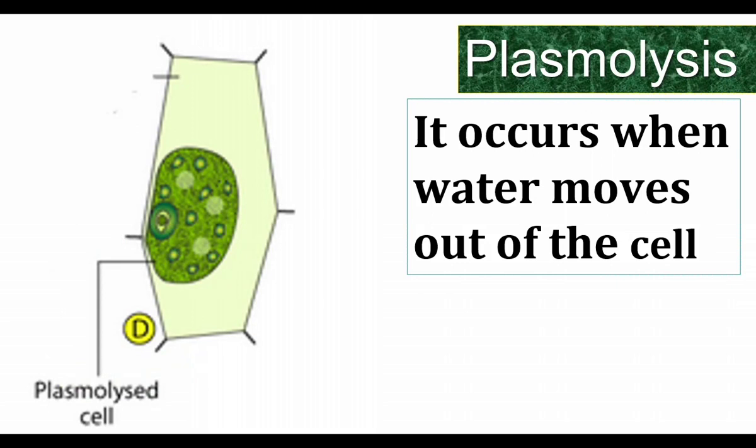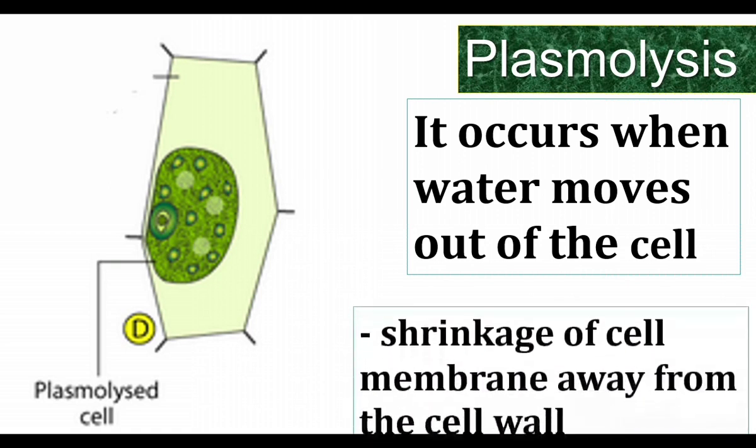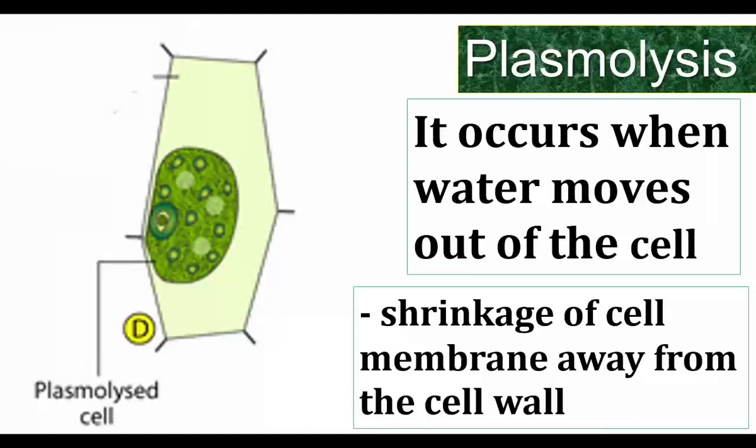The cytoplasm is highly concentrated. The plasma membrane moves out of the cell wall. This process is called plasmolysis. When water moves out of the cell, there is shrinkage of the plasma membrane. The plasma membrane shrinks away from the cell wall.